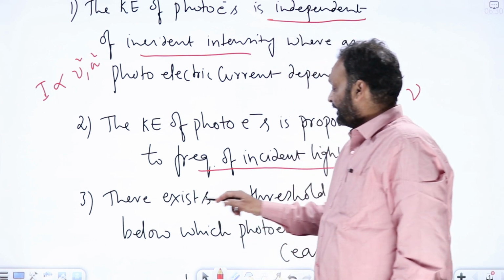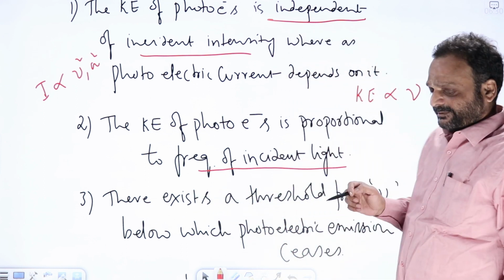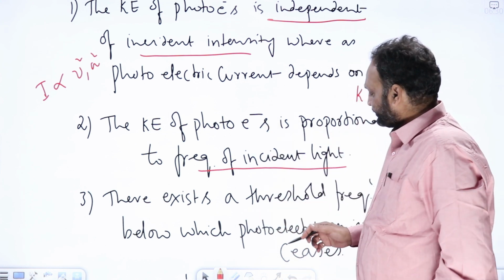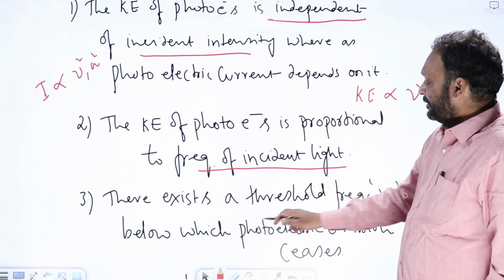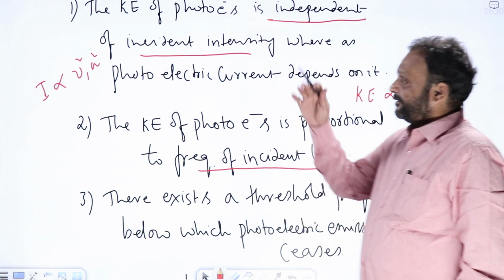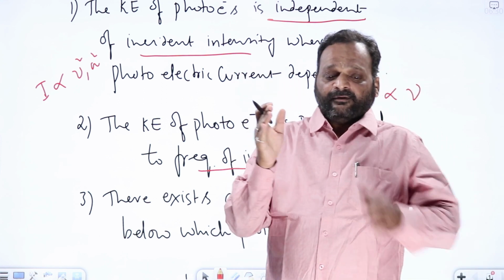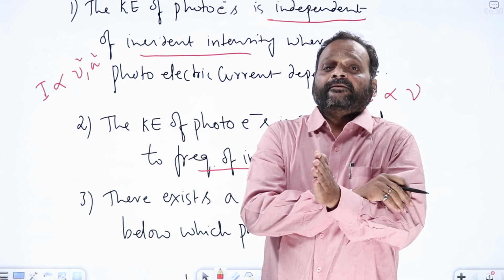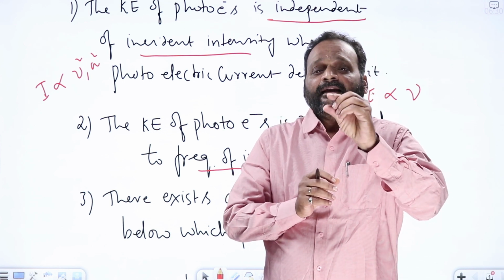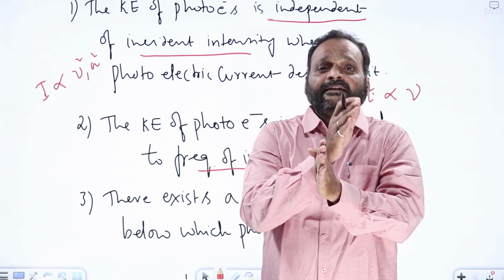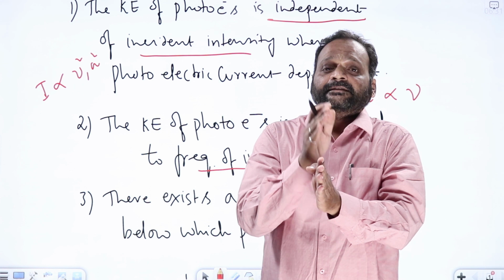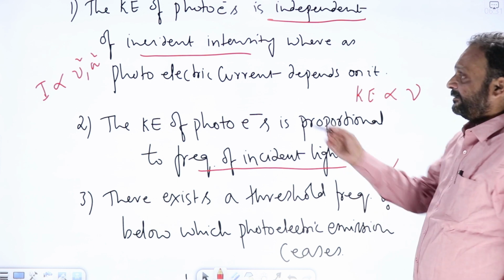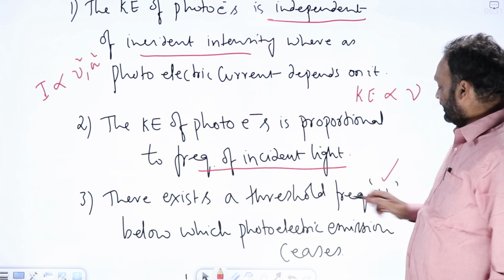The third feature: there exists a threshold frequency ν0. Threshold means cutoff frequency, the minimum frequency. Below the threshold frequency ν0, photoelectric emission ceases. When you keep decreasing the frequency of incident light, below a specific frequency ν0, not even a single photoelectron comes out. Whether you send the light from a small bed lamp or from a big searchlight, not even a single photoelectron comes out if the frequency of incident light is less than a specific value ν0. This ν0 depends on the type of metal used. Different metals have different ν0 values.